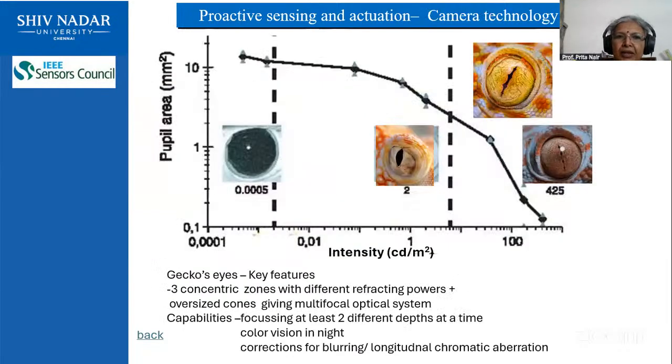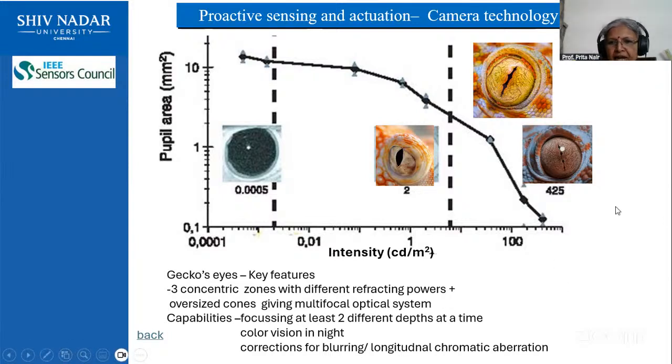Another example I can take from nature is the gecko eyes, right? Gecko is a kind of lizard. The big benefit its eye has is that it has three concentric zones which have different refractive powers. We know that our eyes have rods and cones. Rods is for vision in the daytime and cones is more for night vision. These guys have slightly oversized cones.